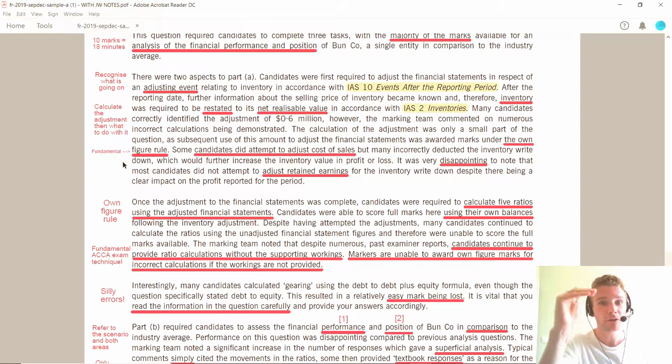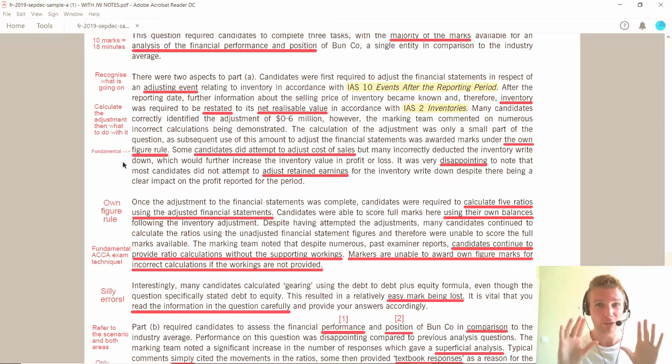This is called the own figure rule, that even if you've made a mistake at the start, you get an answer, but you carry forward that own figure, and you will accumulate the marks for it, and you won't miss out. Fundamental that you write down all of your workings and showcase them to the marker, that you understand the concepts and how they are applied as well.